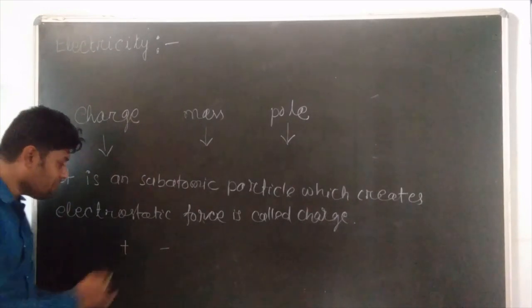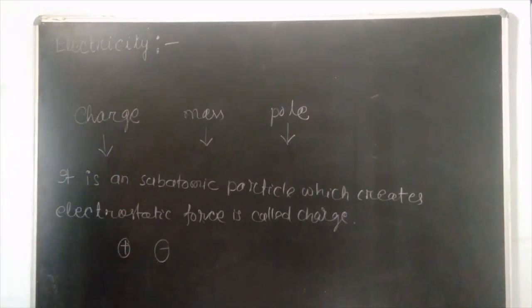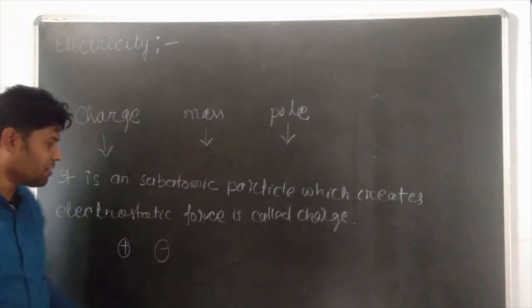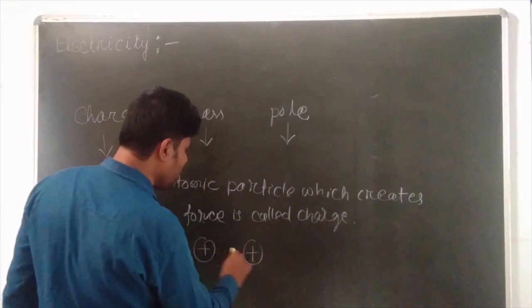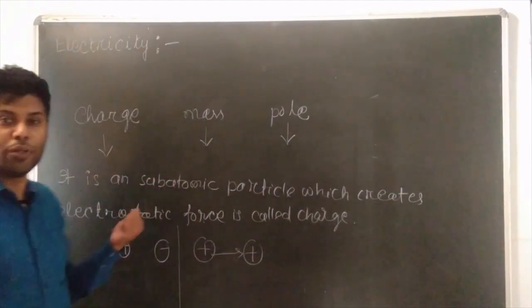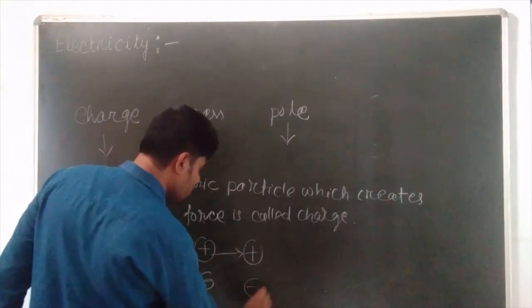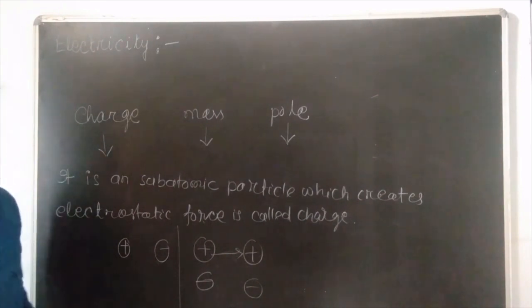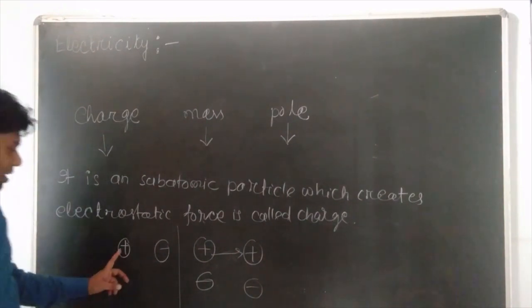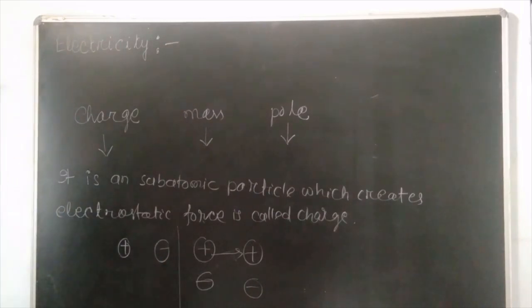So if it is a positive charge and a negative charge, what kind of force will it produce? Attractive force will be produced, because the charges are unlike. And if it is positive and positive, what kind of force will be produced? Repelling force will be produced. Because they are similar, minus and minus also are similar, they will repel each other. So now you got a property of the charge. What is the property of charge? Unlike charges attract. Like charges repel.